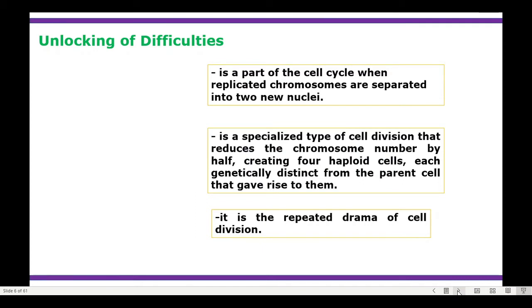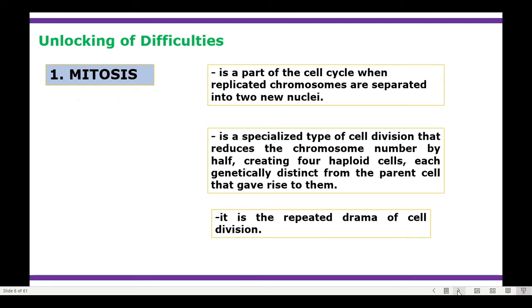Number 1, it is a part of the cell cycle when replicated chromosomes are separated into two new nuclei. Nuclei is the plural for nucleus. So this is called mitosis. Part siya ng cell cycle.